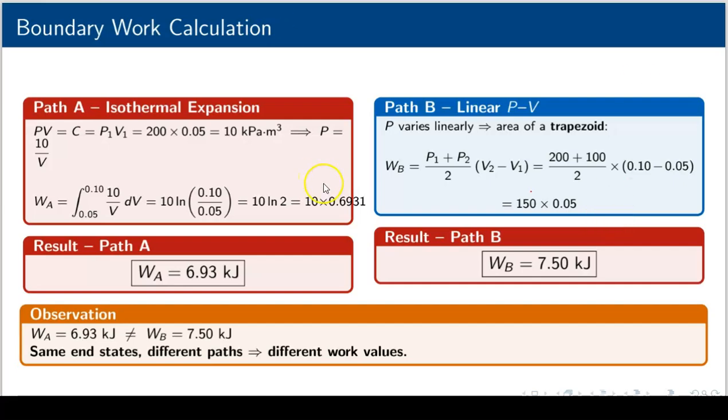So in both cases we have calculated W. WA is equal to 6.93 kilojoule and WB is equal to 7.50 kilojoule. So from here we can see that WA is not equal to WB. So same end states but different work values.